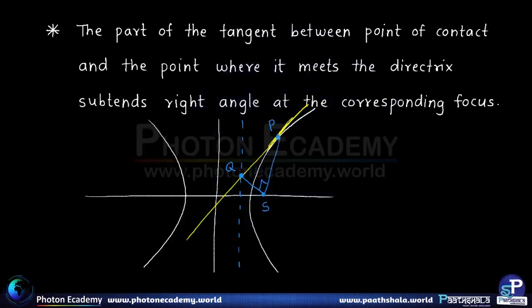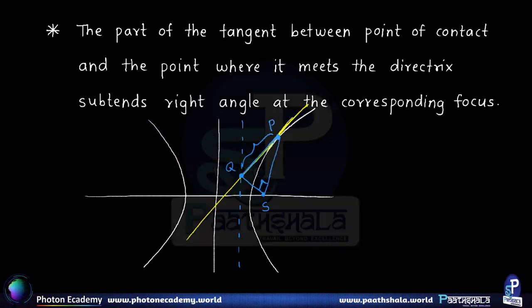So the part of the tangent which is PQ, the part that lies between the point of contact and where it cuts the directrix, this particular segment PQ subtends a right angle at the respective focus.